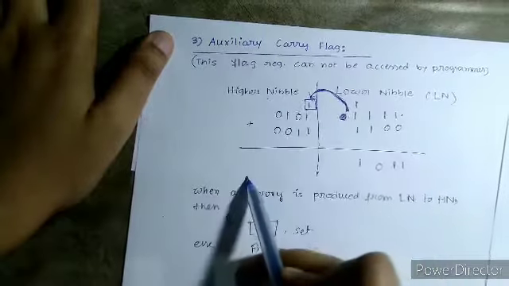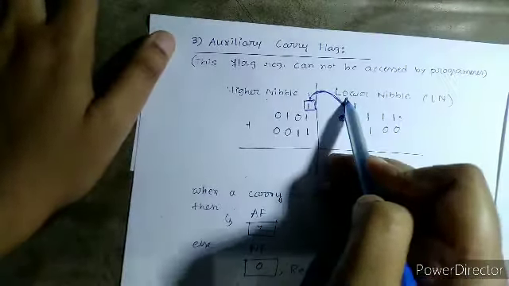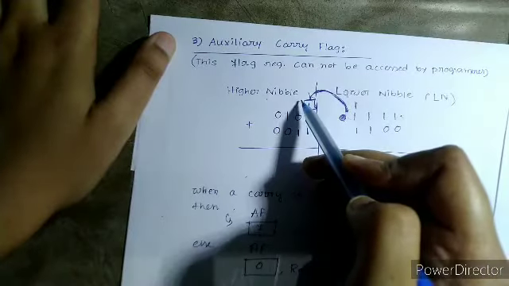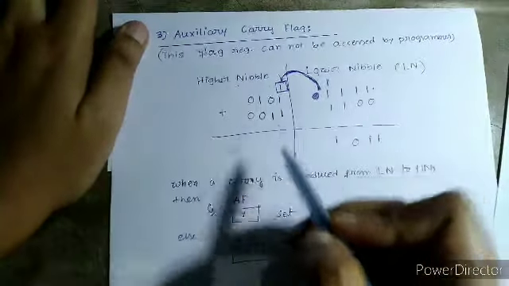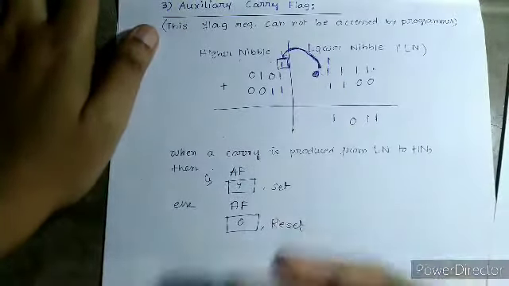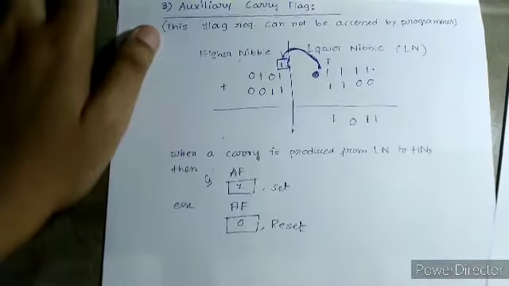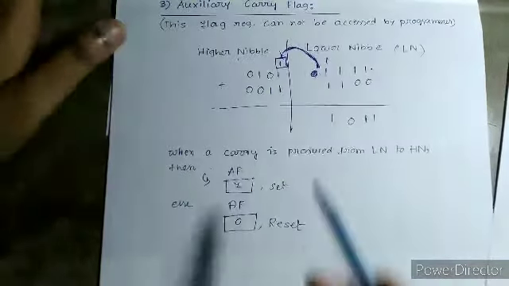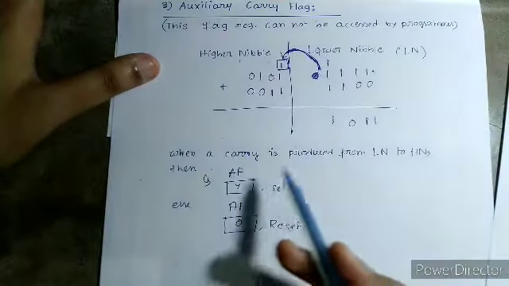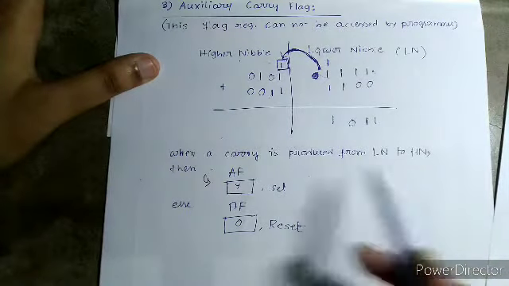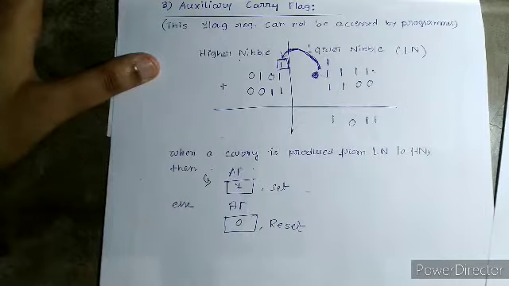While performing an operation, if a carry generates from the lower nibble to the higher or upper nibble, then the auxiliary carry flag sets as 1. So when a carry is produced from the lower nibble to the upper nibble, the auxiliary carry flag goes as 1 or set, else 0, reset.